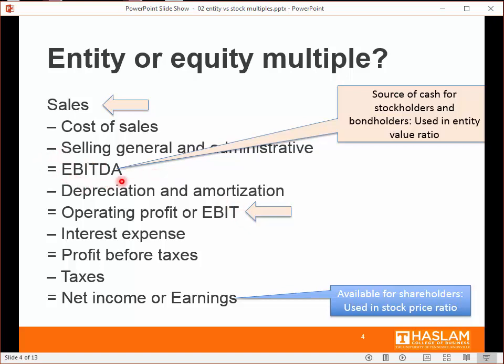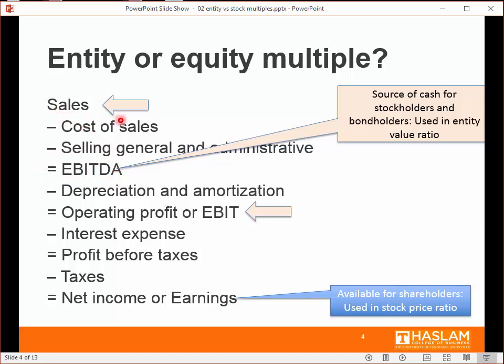Similarly, EBITDA is just another one that you could look at. And with EBITDA, notice depreciation and amortization come out, then interest expense, and then you have the residual for shareholders. And so EBITDA would be best used as an enterprise value to EBITDA ratio, not a price to EBITDA ratio.